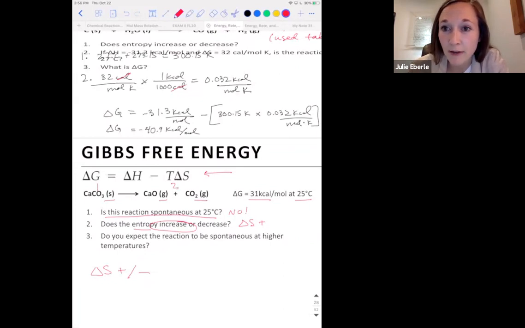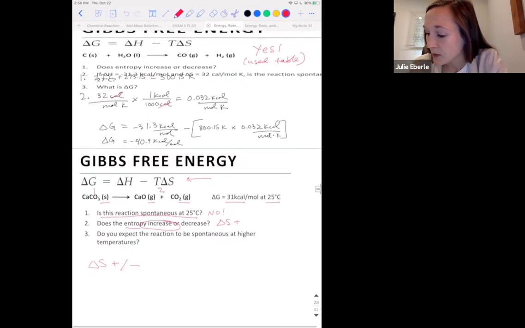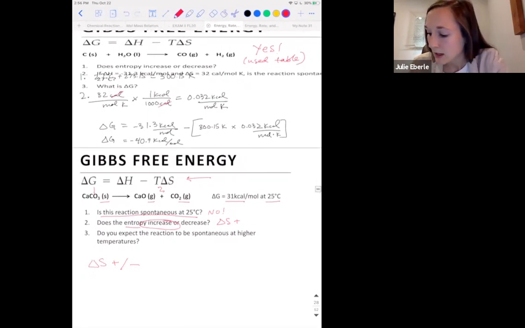I learned this the hard way when I added another child to our family. We had 1 child, now we have 2, and there is definitely more disorder in our house. Okay, 2 is more disordered than 1. So you could look at it as number of moles.